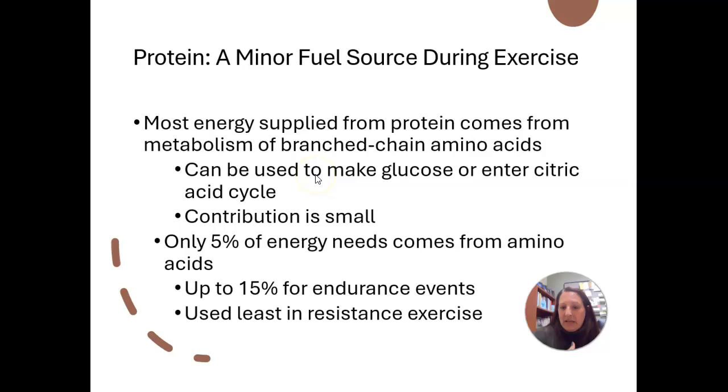Again, proteins can be deaminated, so the amino group can come off, and that carbon skeleton can be used to make glucose or acetyl-CoA, so it can enter the citric acid cycle. The contribution of proteins is extremely small. Less than 5% of energy comes from amino acids. If you're an endurance athlete, that number can be a little bit higher. Amino acids are barely used at all in resistance exercises. So again, they're going to contribute a very small amount, if any, to activity.